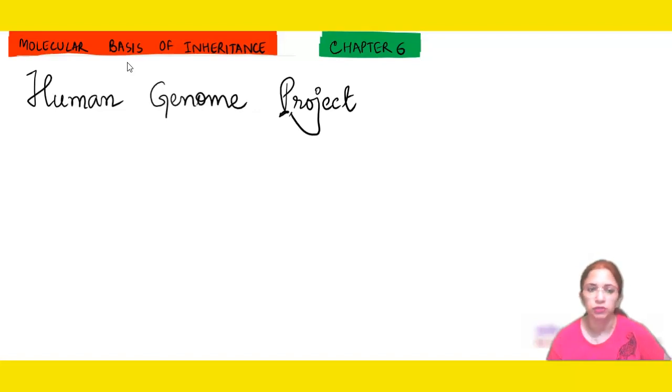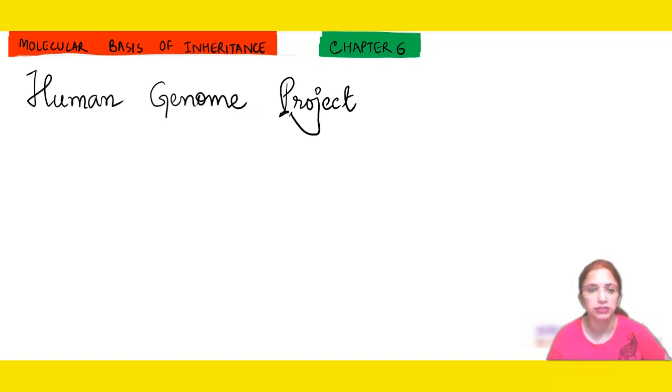So this project was basically meant to count the number of genes and also to do the sequence of the nucleotides. By sequence, we mean that whatever the number of nucleotides are there, what is their sequence? Which nucleotide is present after a particular nucleotide, and this way the whole genome will be sequenced.